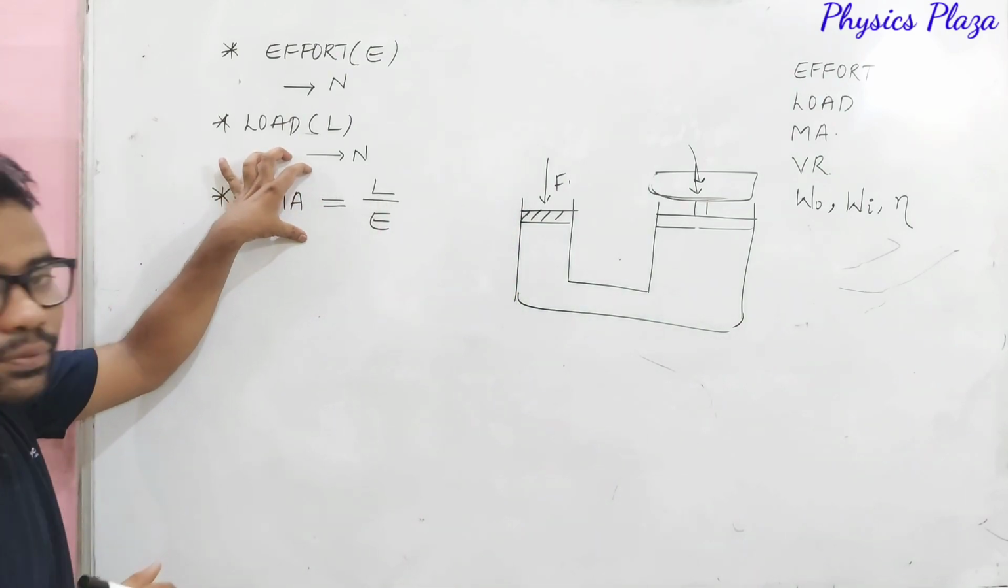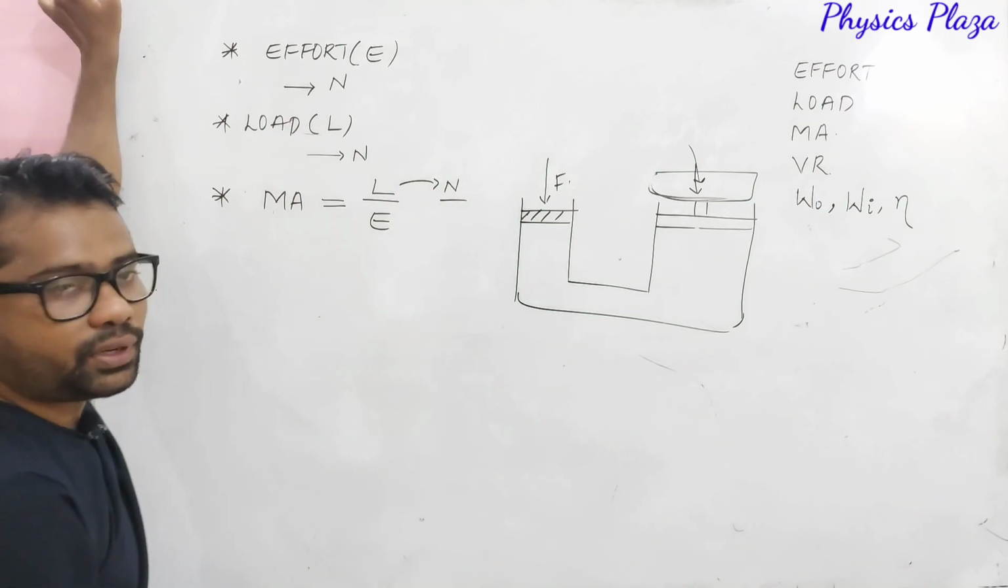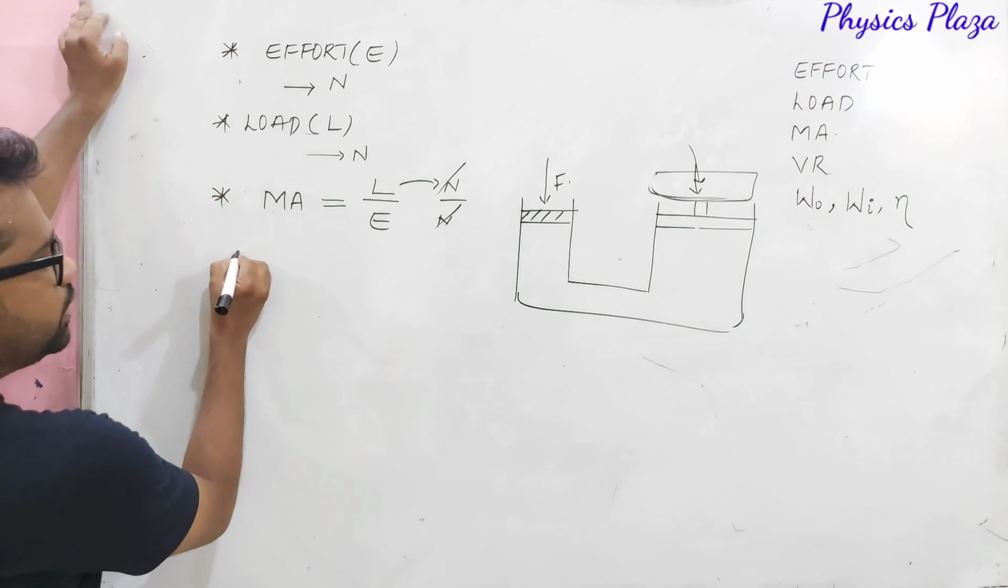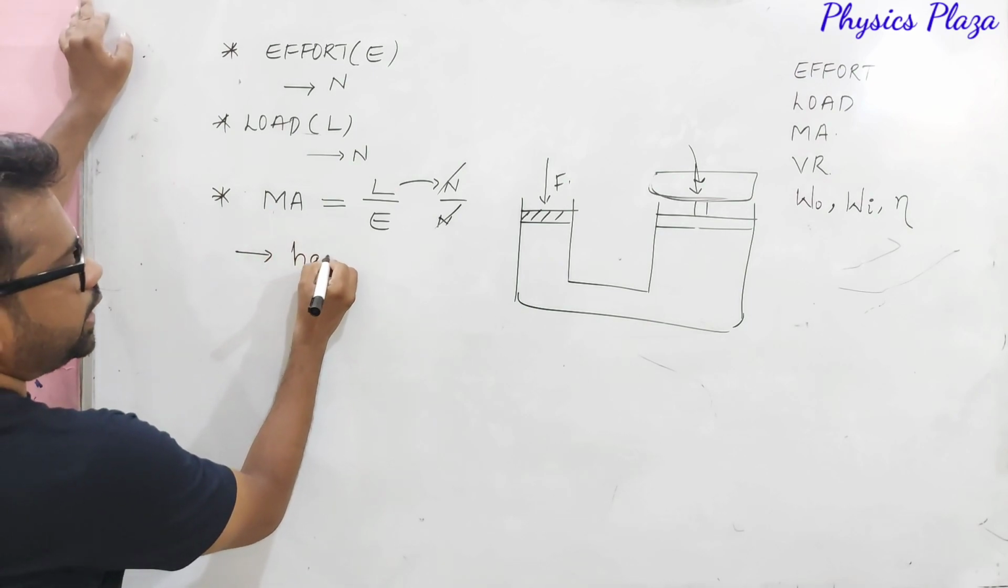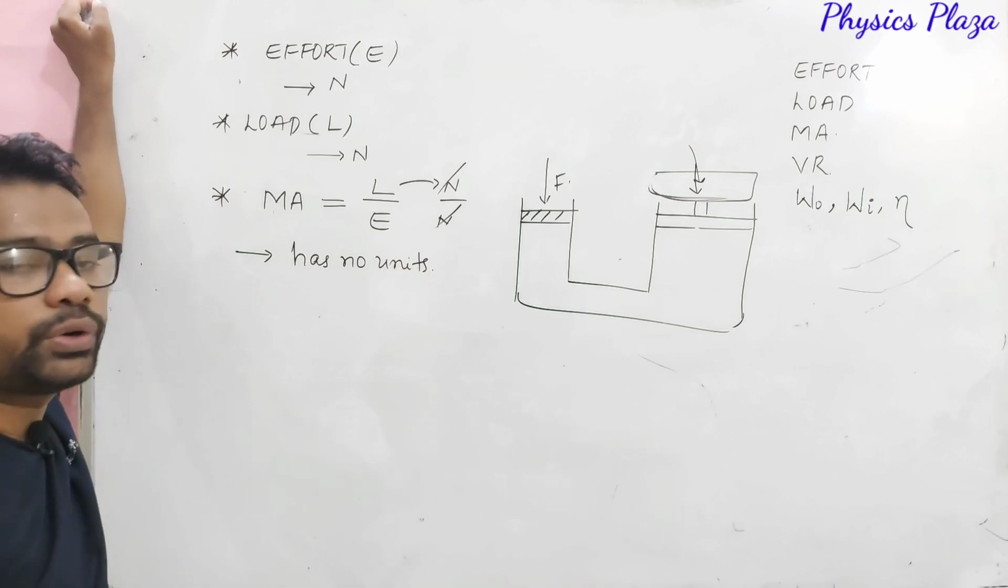Children, what are the units here? See, try to understand here. Load is measured in Newton only. Effort also measured in Newton only. So both will get cancelled. So which means what here? Mechanical advantage has no units.